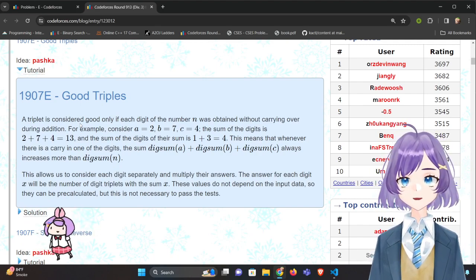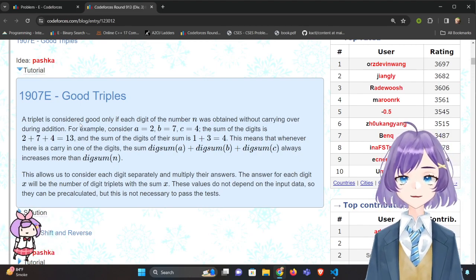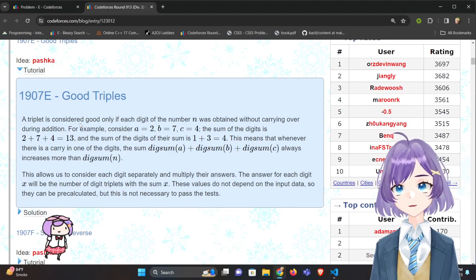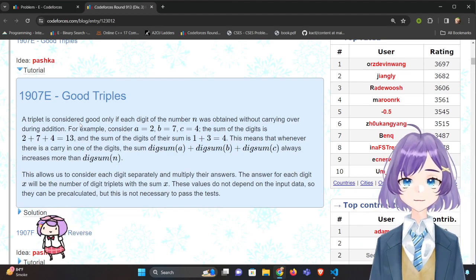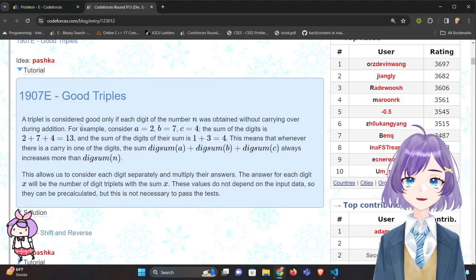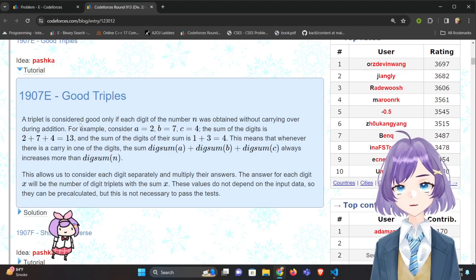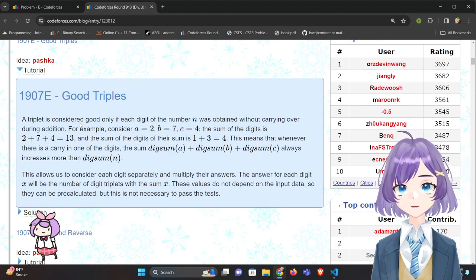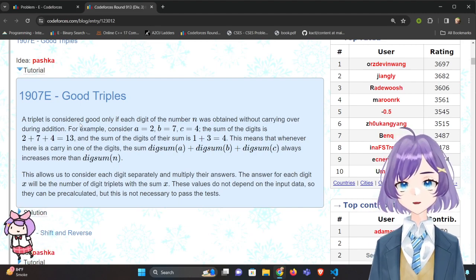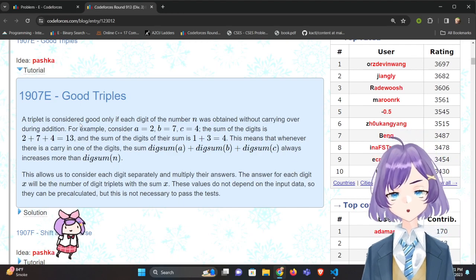For example, consider a equals 7 and 4. Then the sum of digits is 13 and the sum of digits of the sum is 4. This means that whenever there is a carry of 1 in the digits, the sum is always increased. The sum is always more than the sum of that number. This allows us to consider each digit separately and multiply the answer.